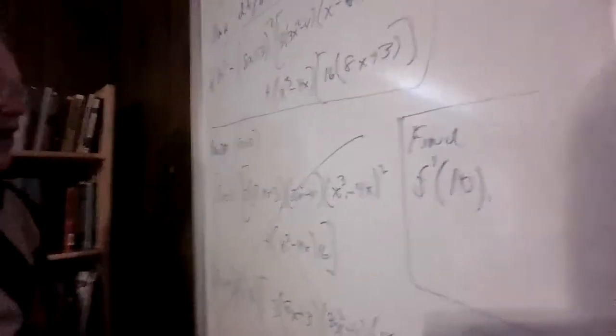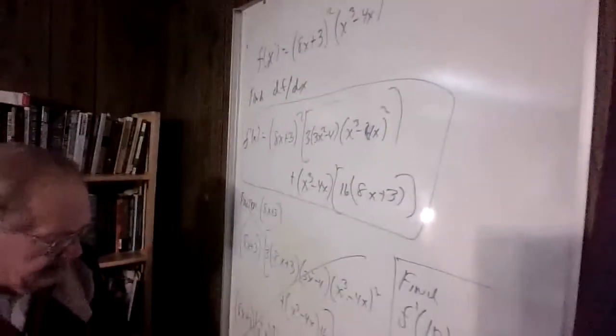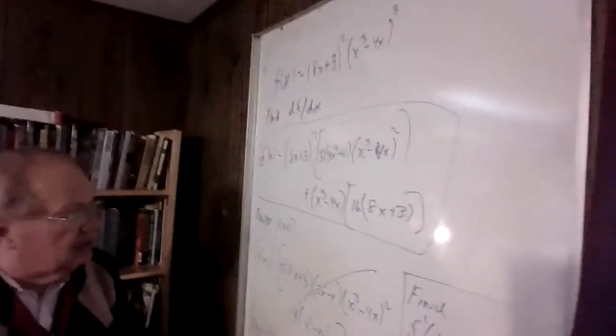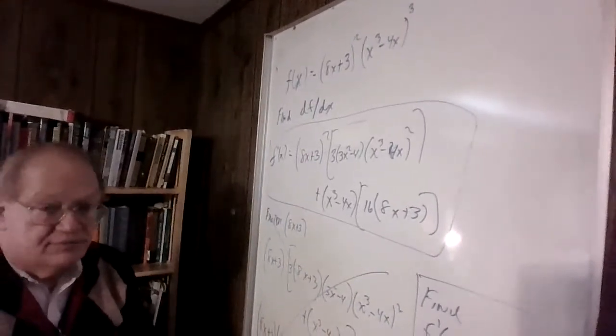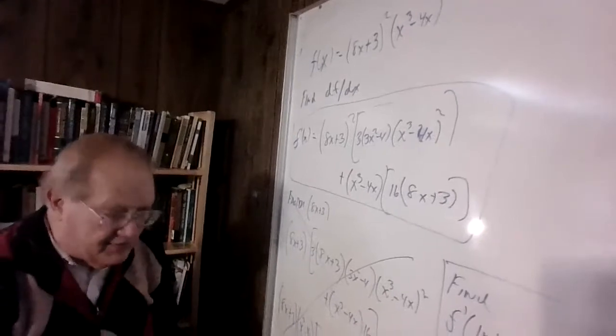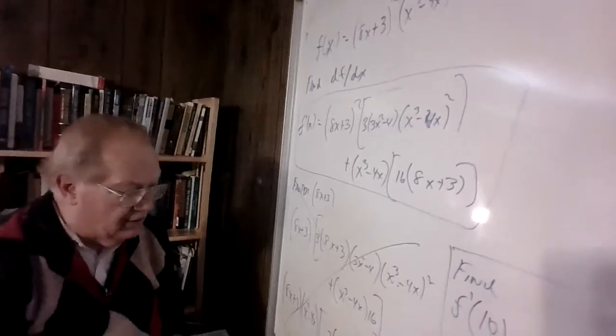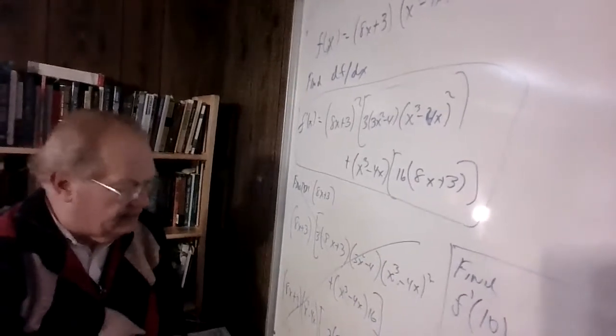Okay. So, although we tried factoring, it didn't give us anything much simpler. So go back here, find f prime of 10, and that's all. And I believe I've covered everything which looks like what's on the test.